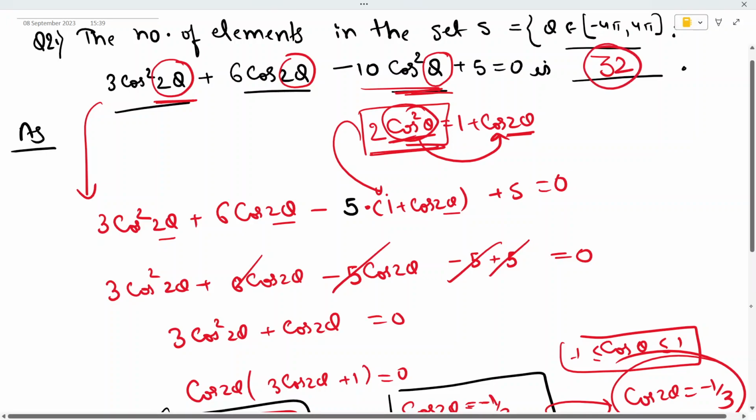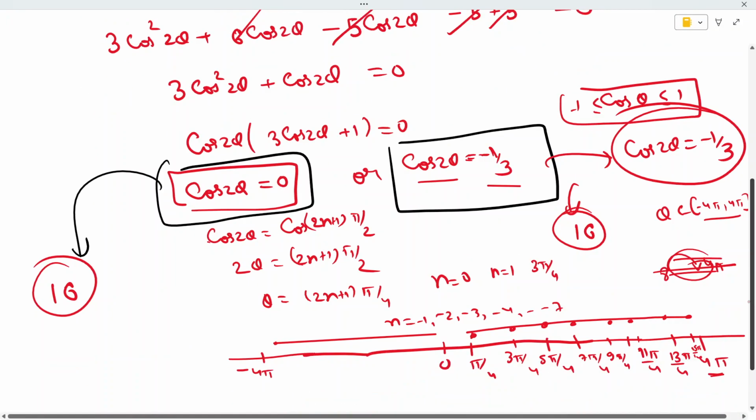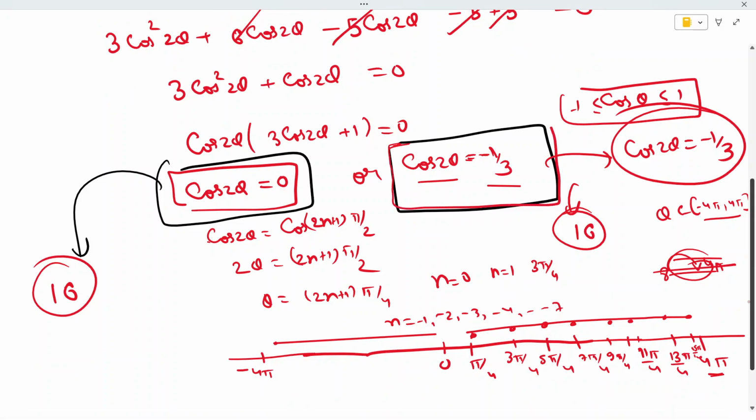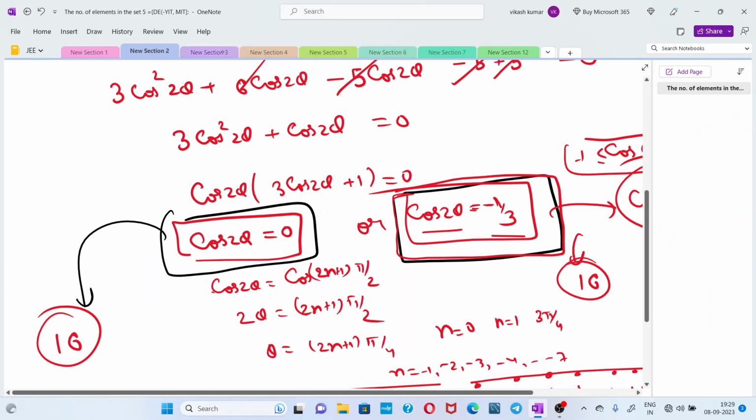Okay. Check yourself. This is not important. Similarly, you can check this also satisfies 16 points where cos 2 theta is equal to minus 1 by 3 where theta lies between minus 4 pi to 4 pi. Okay. Let's move to the next question.